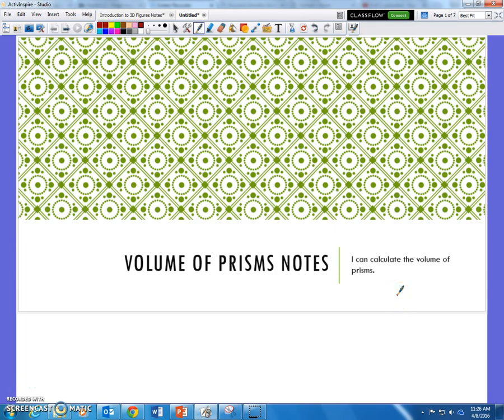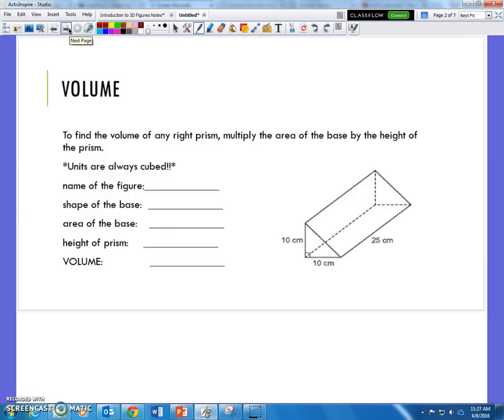Alright, this is Mr. Gilliam, and today we're going to learn about the volume of prisms. Okay, so to find the volume of any right prism, meaning the lateral faces are rectangles, that's what a right prism would be, you multiply the area of the base by the height of the prism.